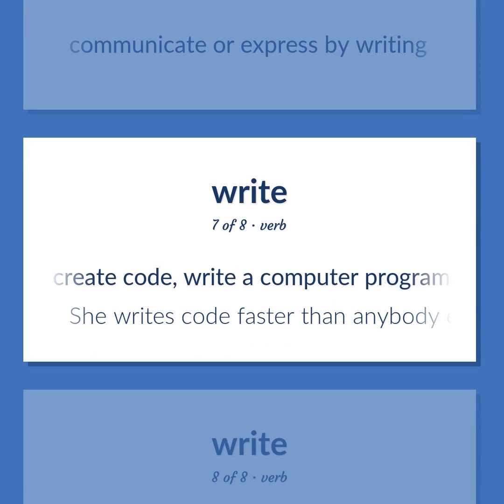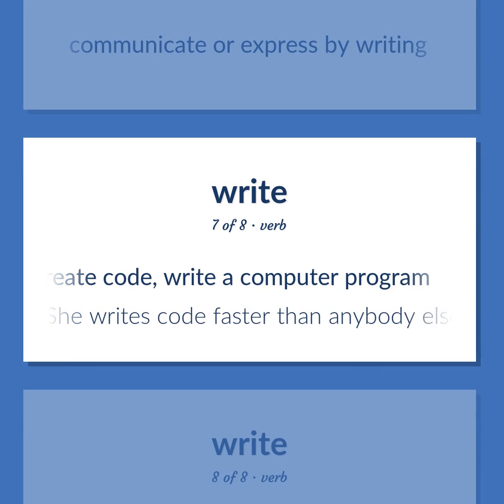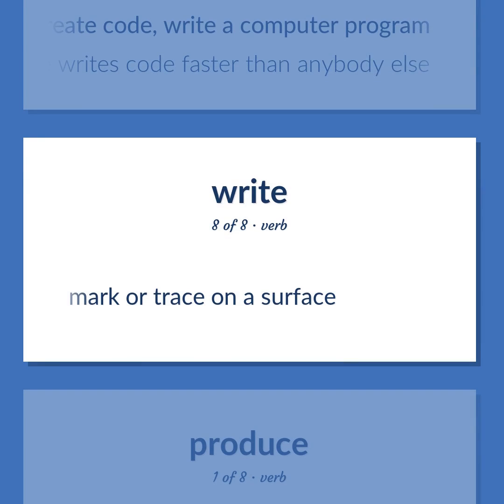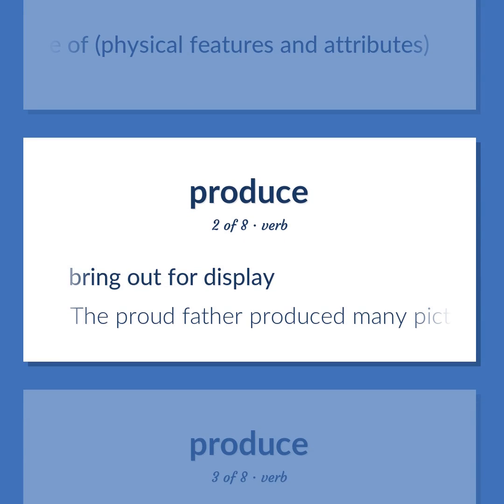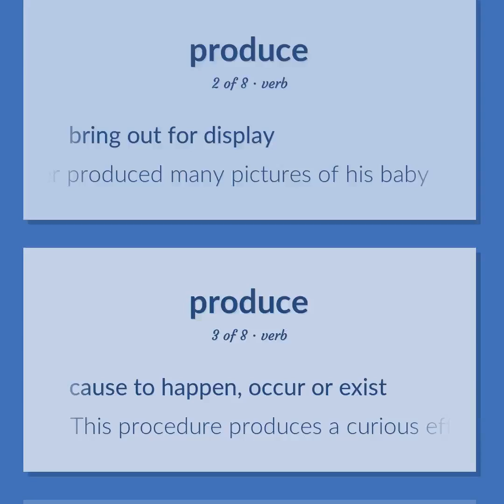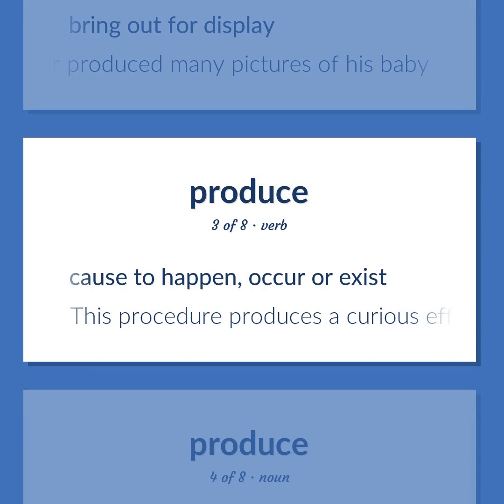Create code. Write a computer program. She writes code faster than anybody else. Mark or trace on a surface. Come to have or undergo a change of physical features and attributes. Bring out for display. The proud father produced many pictures of his baby. Cause to happen, occur or exist. This procedure produces a curious effect.